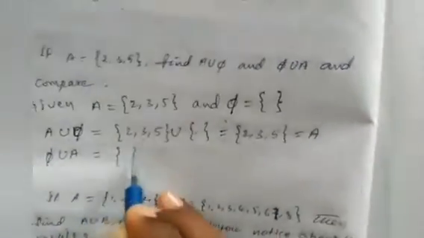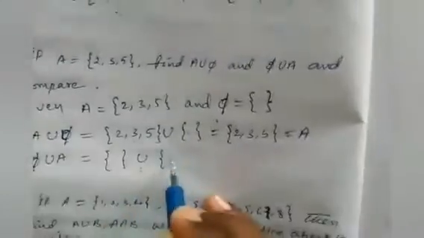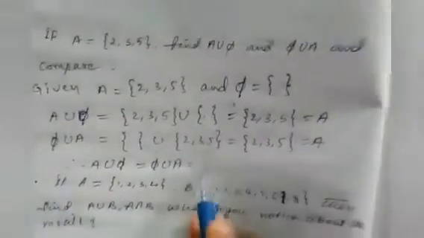In the same way, phi union A. So reverse. Phi union A, set 2, 3, 5. And it is also కలిపి రాయాలి కాబట్టి మనం same 2, 3, 5 and it is also A. So now we finally conclude. Therefore, A union phi is equal to phi union A is equal to A.